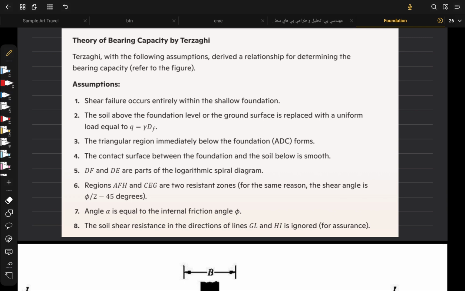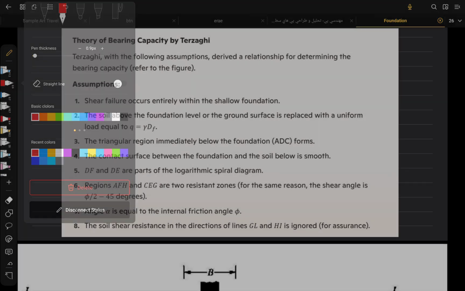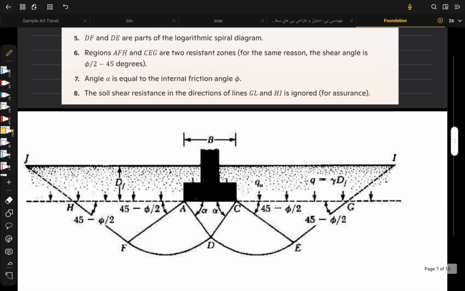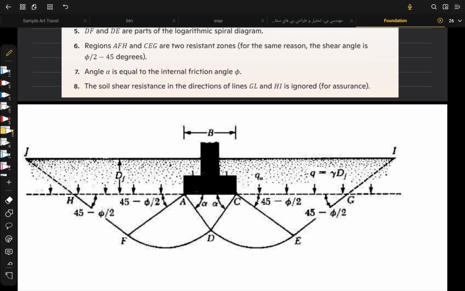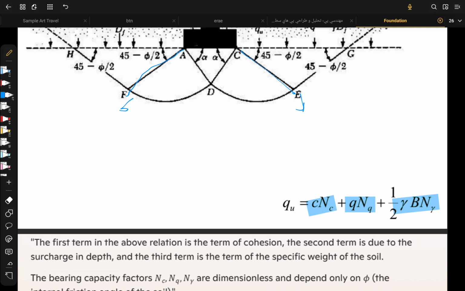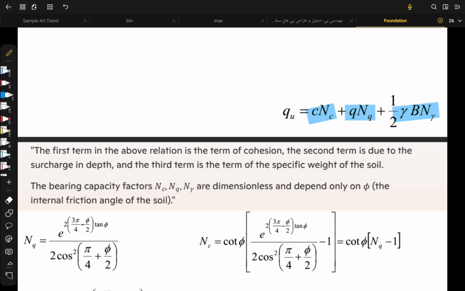Assumptions. Shear failure occurs entirely within the shallow foundation. The soil above the foundation level or the ground surface is replaced with a uniform load equal to, this is important, equal to, okay. The triangular region immediately below the foundation forms. The contact between the foundation and the soil below is smooth. Okay, we can see them in the picture that Terzaghi says the shear failure appears here. This is the picture. For more detail, if you want, you can learn them. I give you these notes if you want.